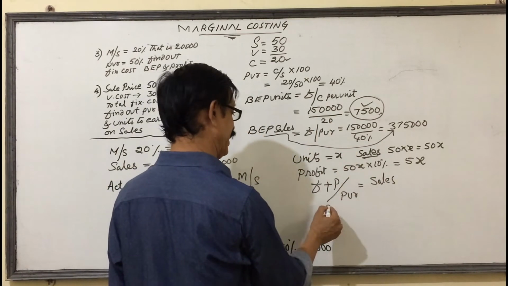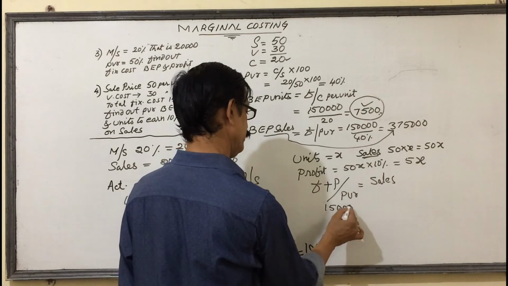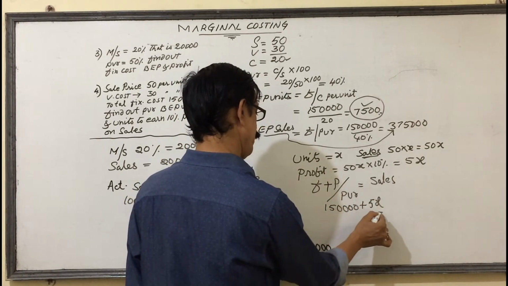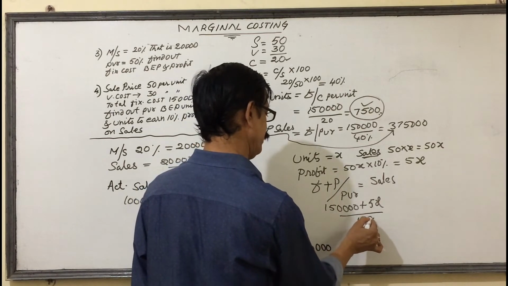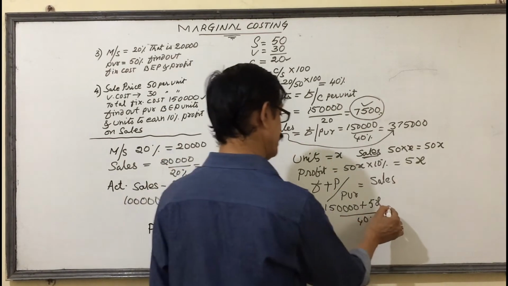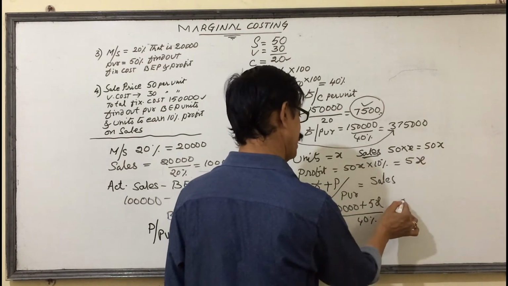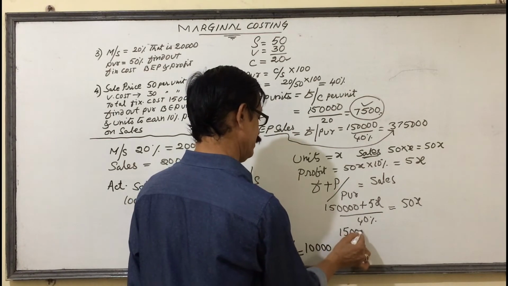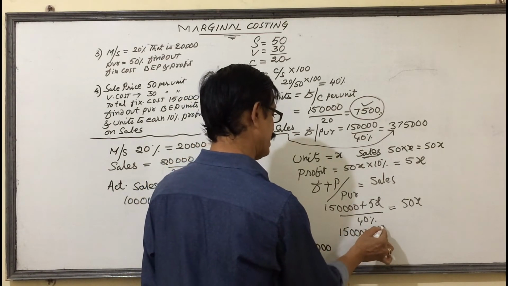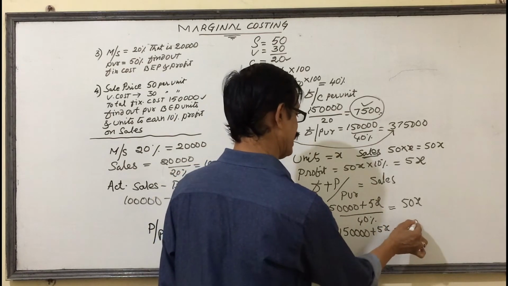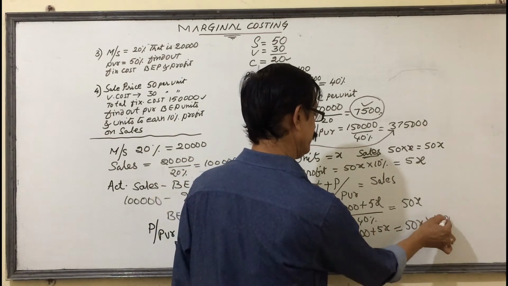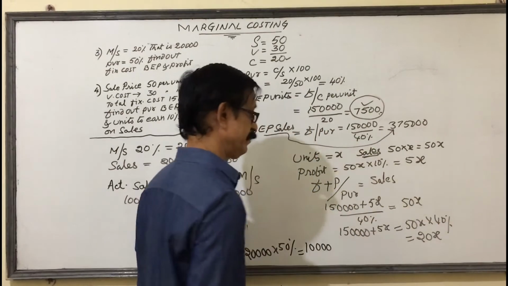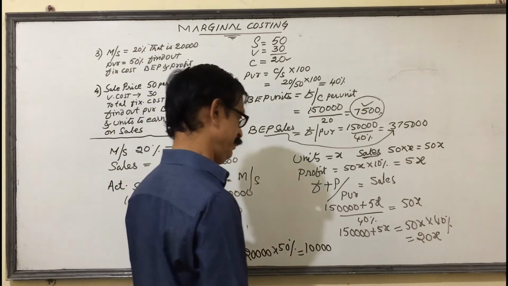Fixed cost is equal to 1,50,000. Profit is equal to 5X. PVR is equal to 40%. Sales is equal to 50X. Now 1,50,000 plus 5X is equal to 50X into 40%, that is equal to 20X.